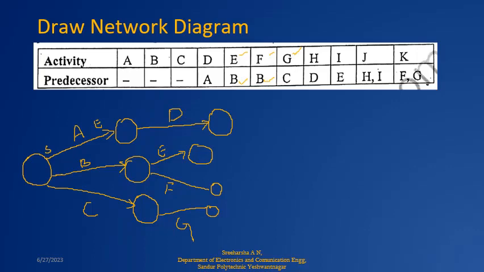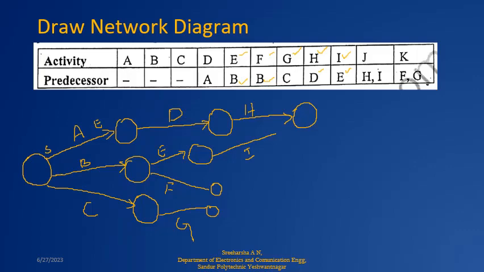Then H is starting. Next activity is H, but H is starting after what? After D ends. So D is ending here. After D, H is starting. So H ends here. Then the next activity is I. I is starting after E. So E is here. So I is starting here. So this is my I.